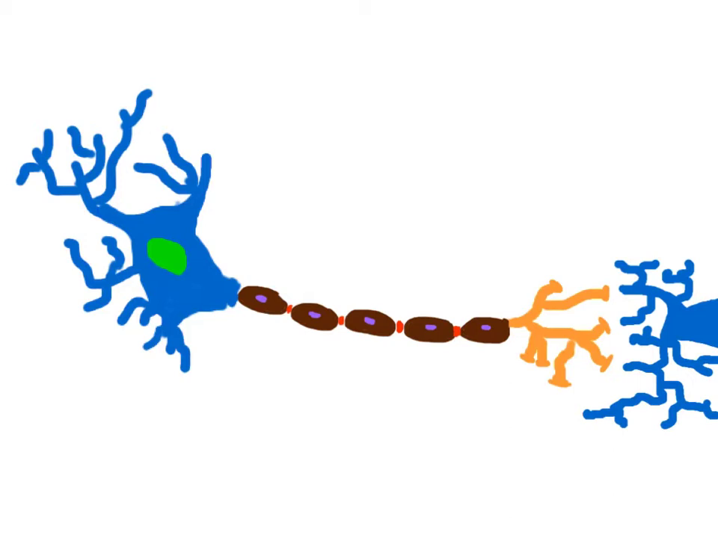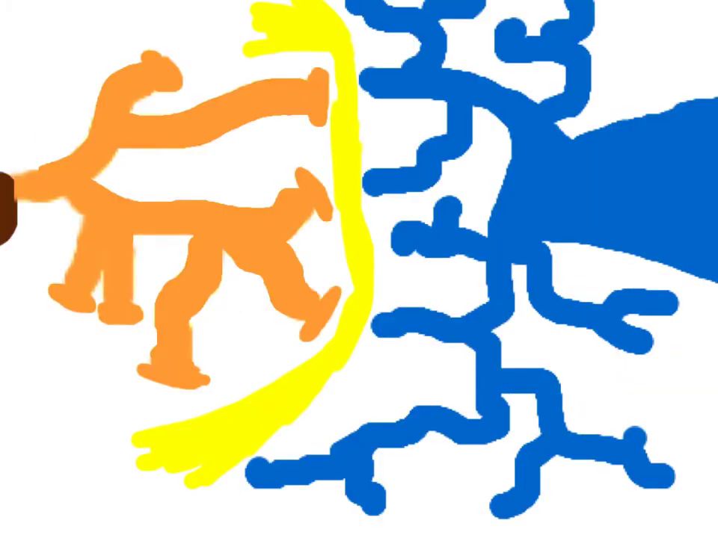The terminal bud right here is where the vesicles are created. The vesicles contain the neurotransmitters, and the neurotransmitters travel to the next cell.